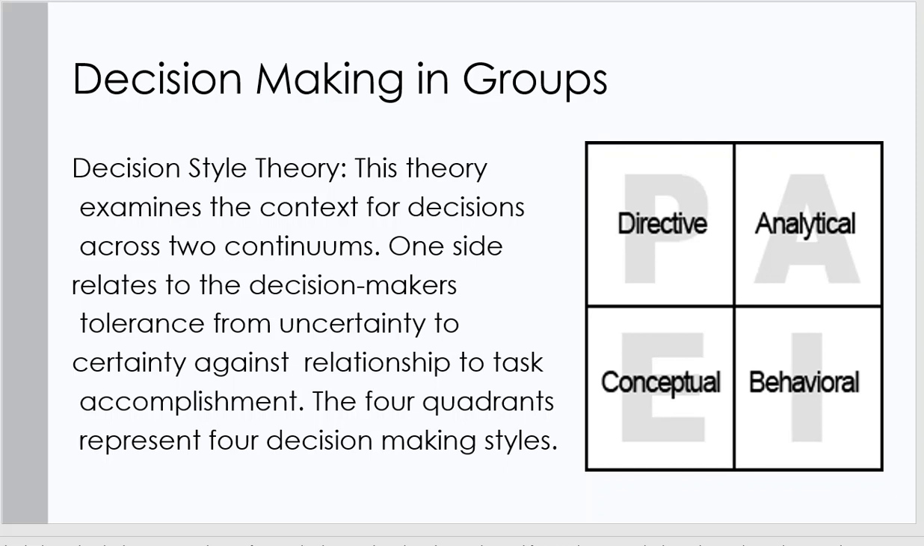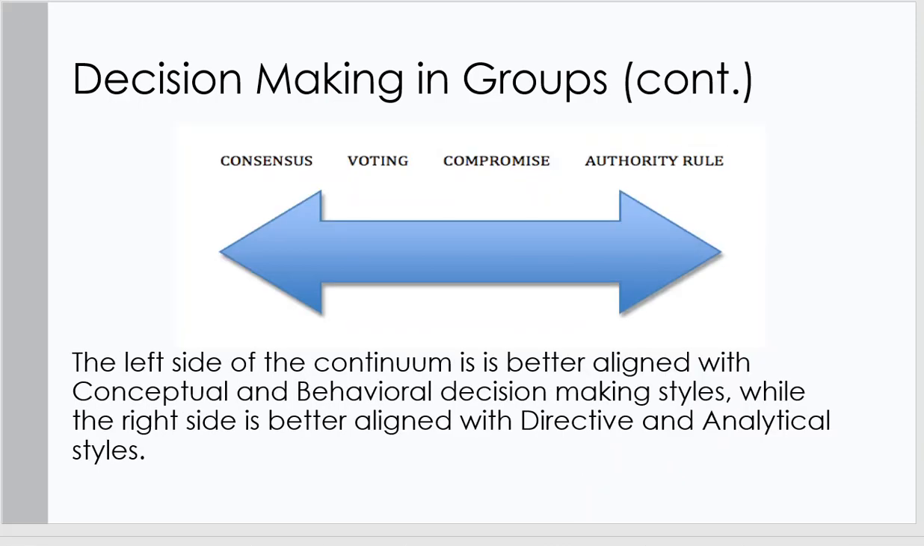So decision making in groups, decision style theory. This theory examines the context for decisions across two continuums. One side relates to the decision maker's tolerance from uncertainty to certainty against the relationship task accomplishment. The four quadrants here represent four decision making styles. So there's a spectrum that we can look at for decision making in groups.